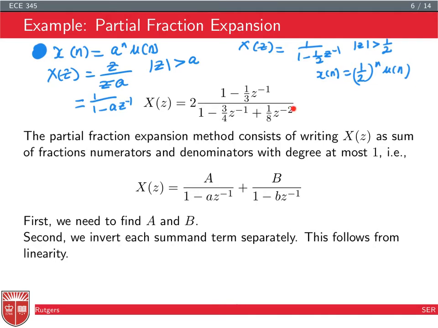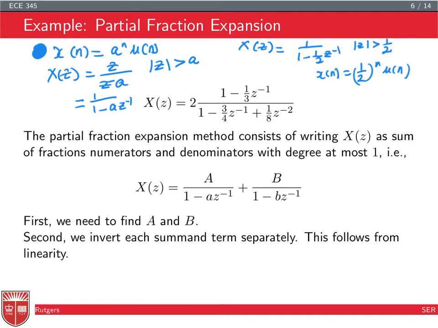And here, since the degree in z minus 1 is 2, I need 2 terms in the sum, in which the denominator in each term has degree 1 in z minus 1. So I'm going to try to divide it into this sum. And you can see that if you try to find the common denominator of this sum, it's going to give you a denominator with degree 2 in z minus 1, which is exactly what we have here, and possibly degree 1 in the numerator, which is what we have here.